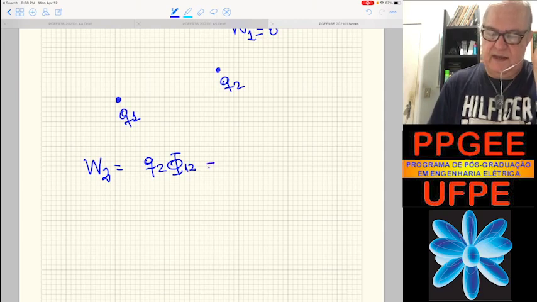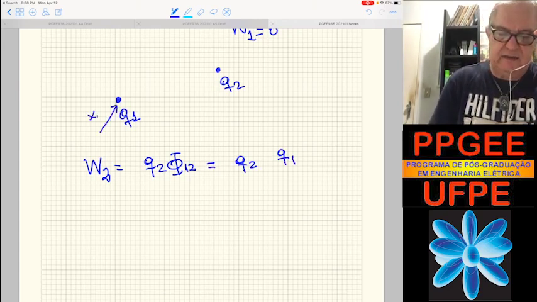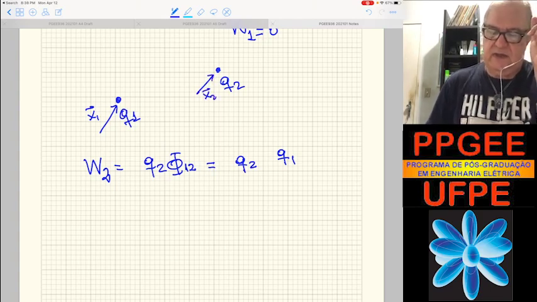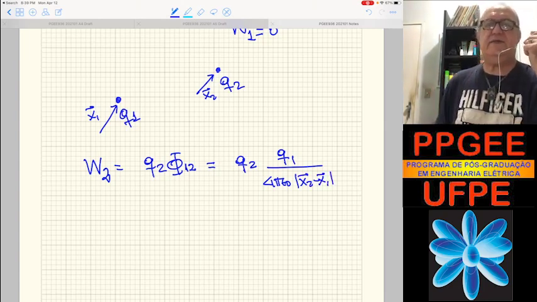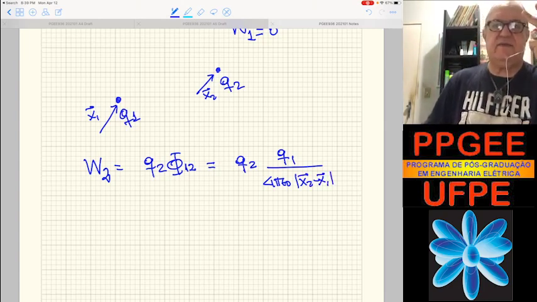So that would be Q2 times the potential of a point charge, where the location of the first charge is x1 and the location of the second charge is x2. So it's going to be Q2 times Q1 over 4 pi epsilon 0 times the magnitude of x2 minus x1. Right? So that's the energy to have two charges.